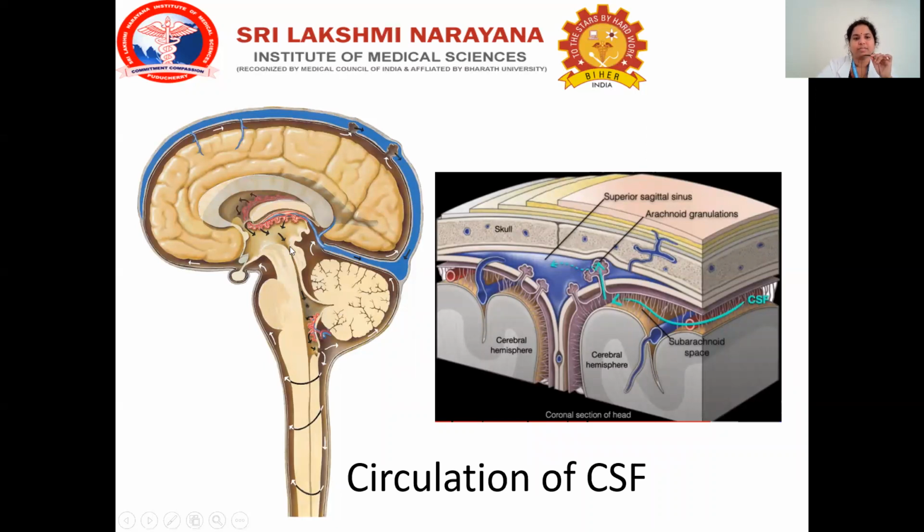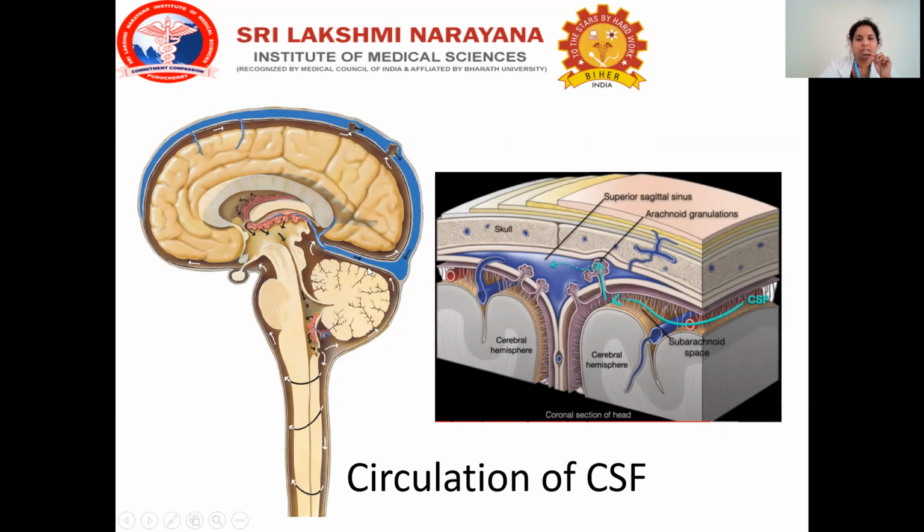Coming to circulation of CSF. CSF is produced by the choroid plexus of the lateral ventricle and third ventricle. From the lateral ventricle, CSF drains into the third ventricle through the interventricular foramen of Monro. From the third ventricle, CSF enters the fourth ventricle through the cerebral aqueduct, or aqueduct of Sylvius, present within the midbrain. The cavity of the fourth ventricle is present behind the pons and the upper medulla. After reaching the fourth ventricle cavity, CSF escapes through foramina present in its roof. The lateral foramen is called the foramen of Luschka, and the medial foramen is called the foramen of Magendie. Through these foramina in the roof of the fourth ventricle, CSF escapes this cavity and enters the subarachnoid space.